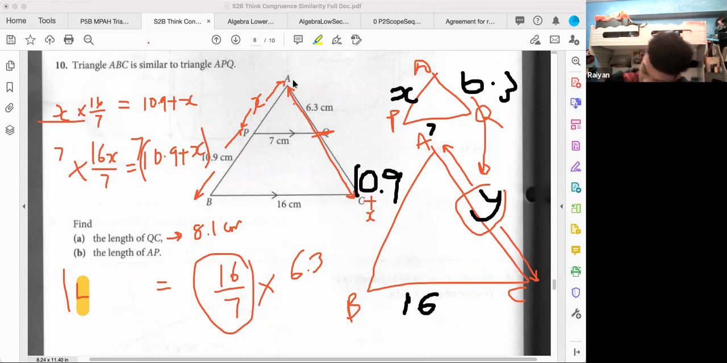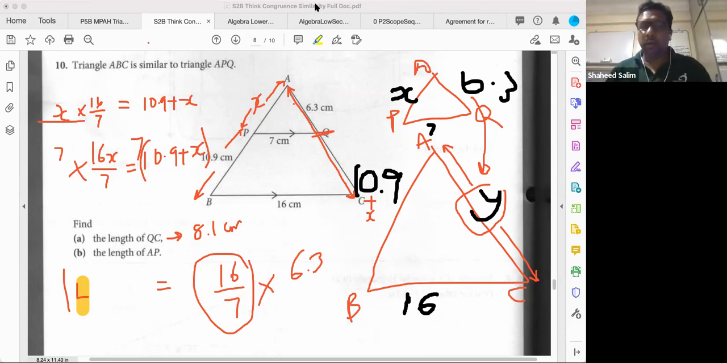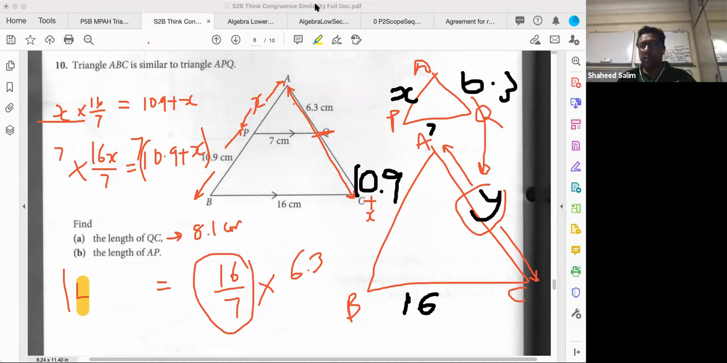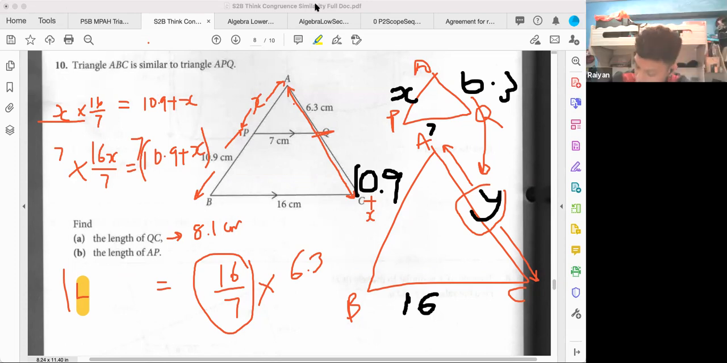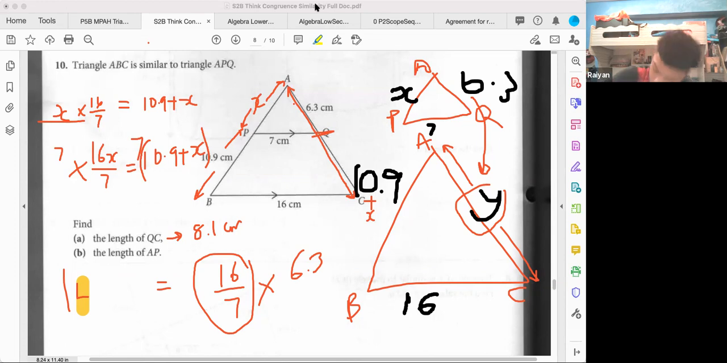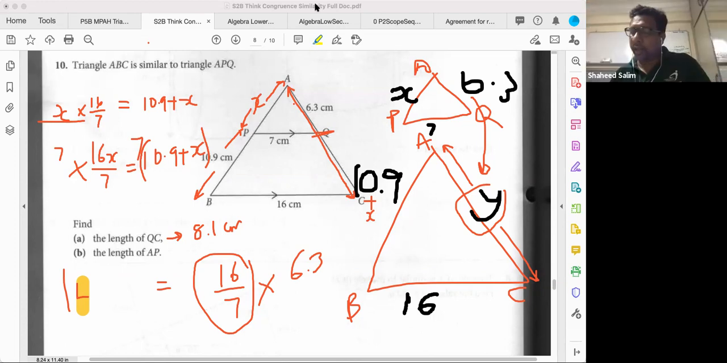Equals to 16x. Okay, 16x equals to how many? 10.9 must times 7 also. 76.3 plus how many x? Plus 7x. Then what are you going to do to 7x? Bring over the other side, become minus. Equals to 9x. So 9x equals to 76.3. So what is x equals to?